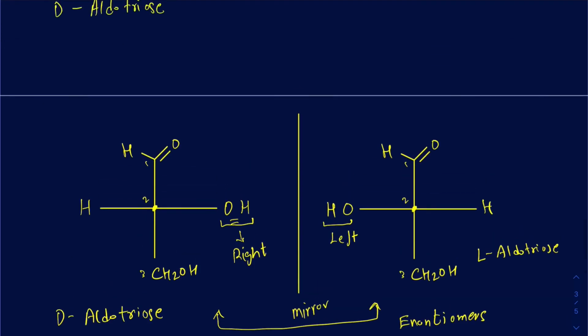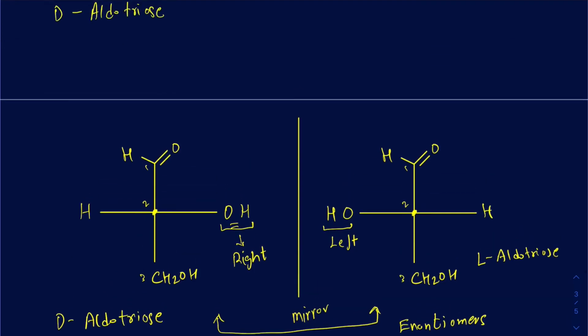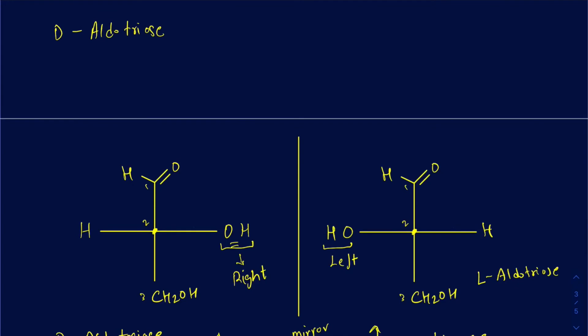This is how you're going to be representing your Fischer projections, and this is how you're going to figure out the enantiomers. I'll talk about the enantiomers again in another video where I talk about the diastereomers, the epimers, and the mesos, and the enantiomers. Hopefully this was helpful.